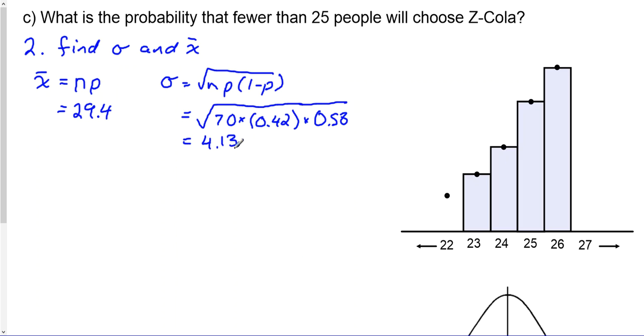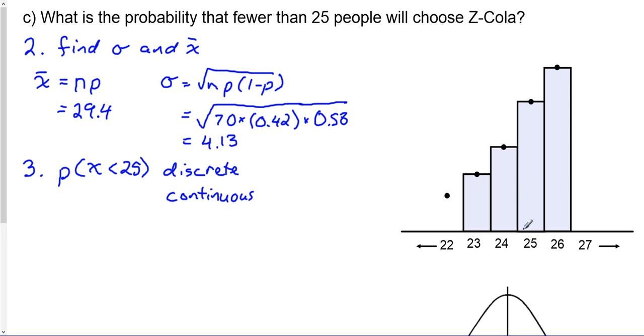Okay, now what is the probability that we want? We want the probability of x less than 25. Now, this was for our discrete probability. We have to do something slightly different because our normal distribution is a continuous probability distribution. So the difference is kind of illustrated over here on the right hand side.